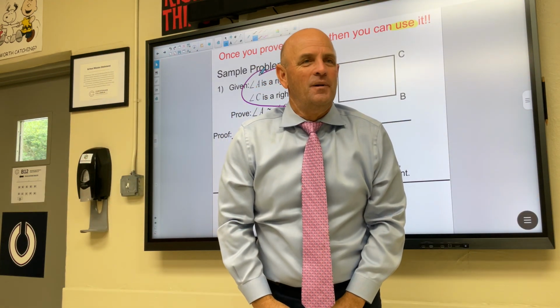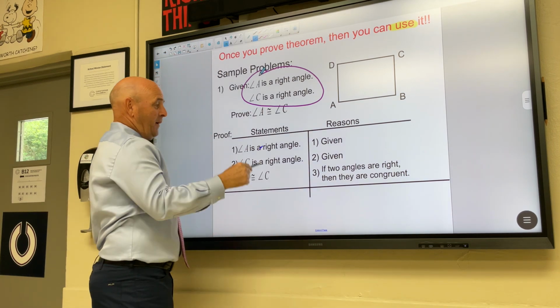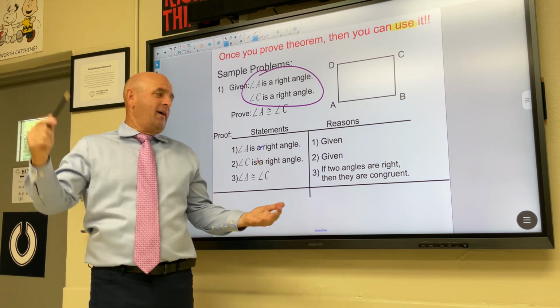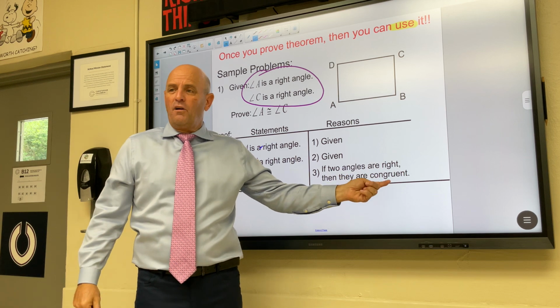Right angle, therefore congruent. Why? Because if two angles are right, then they are congruent, which is a theorem.